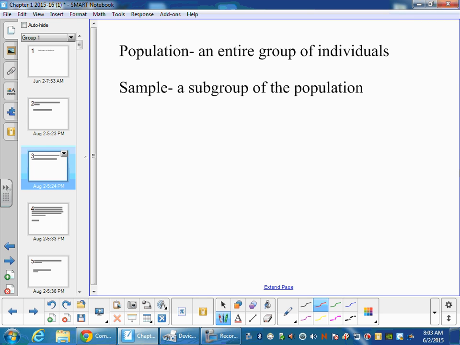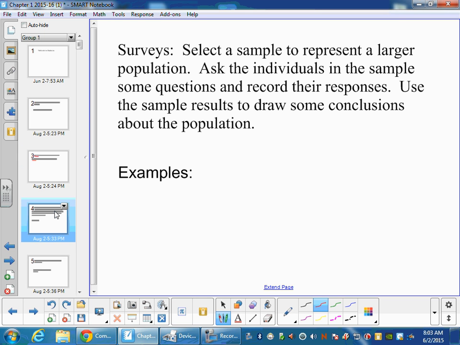When we look at numbers, we need to tell if that data comes from the population, which is the entire group, or if it comes from a sample, which is just a subgroup. So we want to see, does this represent everybody? Is everyone's opinion heard? Or are just a few of the people's opinions heard? Because if a few of the people's opinions are heard, we'll have to figure out what that means about the population.